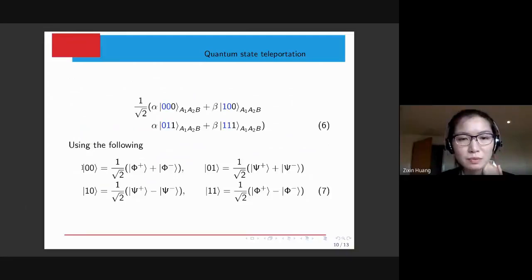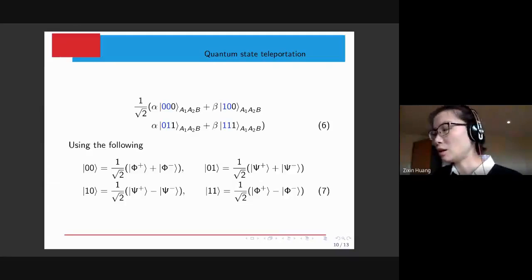So for example, let's look at the 00 state. We can write it as 00, or we can switch bases and write it as a superposition of the phi plus and the phi minus state. So let's do 2 of these just to make sure that you're happy with it.